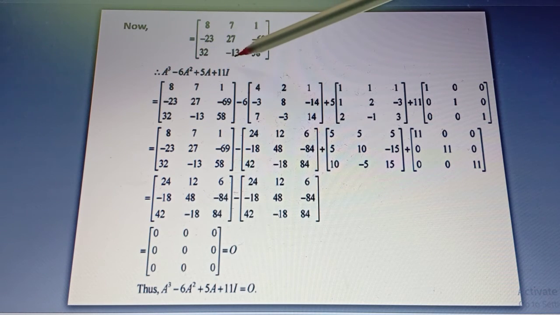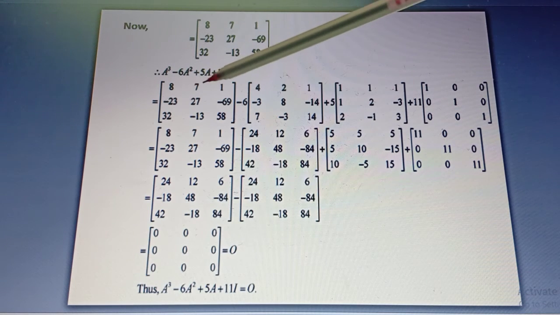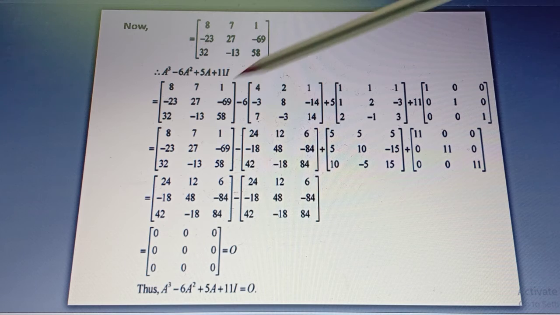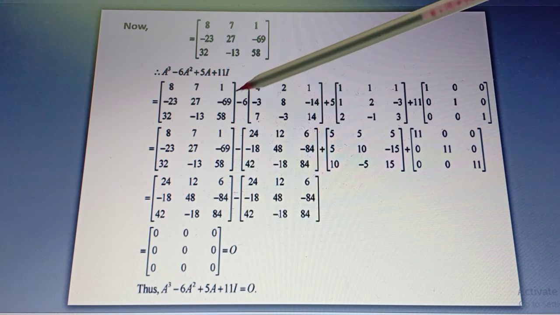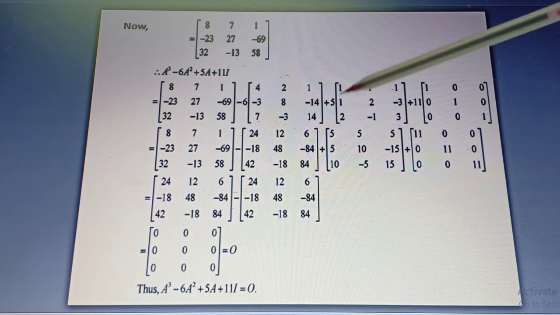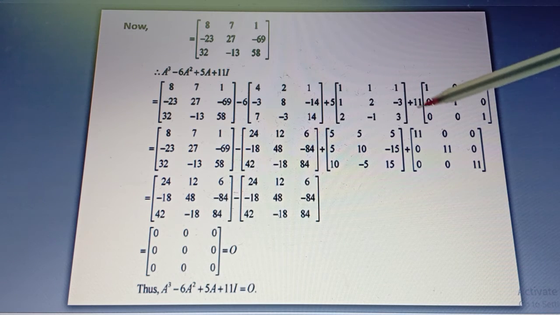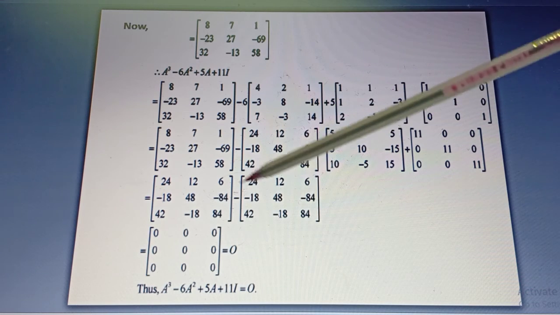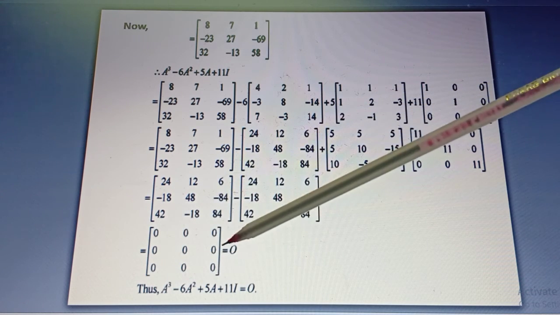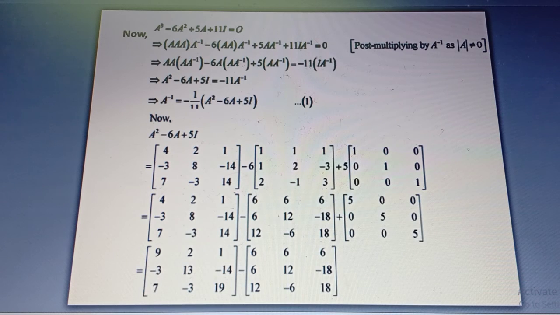Now using the left hand side, which is A cube minus 6A square plus 5A plus 11I, substituting these matrices, and after simplification: 6 is the multiple of this matrix, so we have to multiply each and every element by 6. 5 is the multiple of this matrix, so we multiply each and every element by 5, and we multiply each and every element by 11 in this matrix. After simplification, we got all the elements as 0, hence the right hand side is 0. We have proved it. Now next we have to find the A inverse.